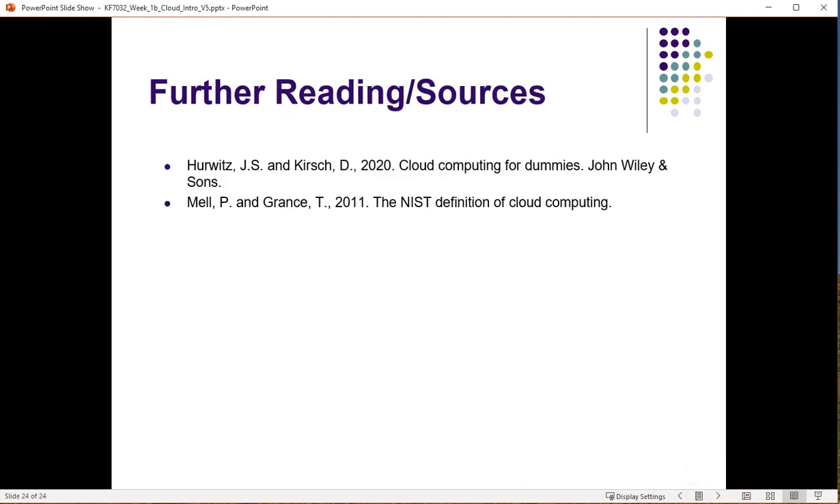So that's a summary slide. I would refer you to this book, the first one on the list, which is on our reading list. Very easy to read, goes into more detail of all the concepts I've covered here, and you can get that online through the library.